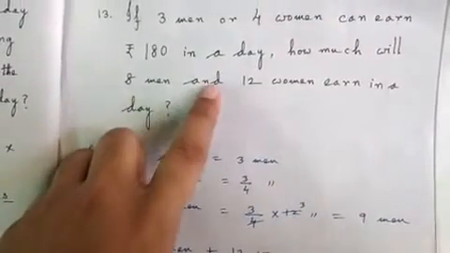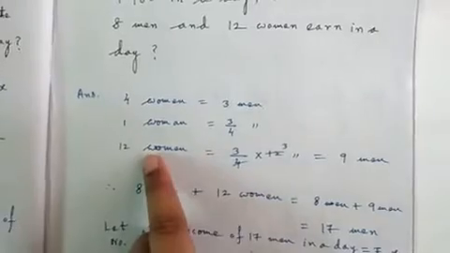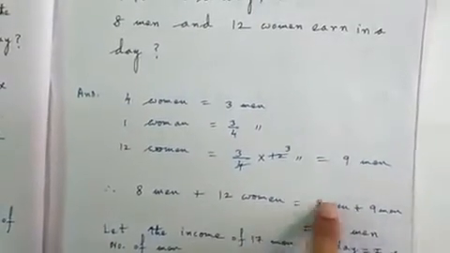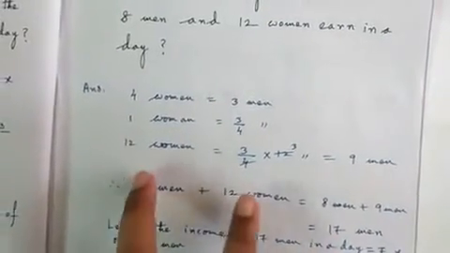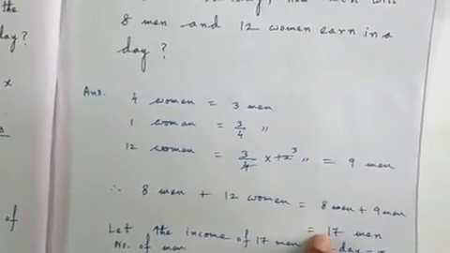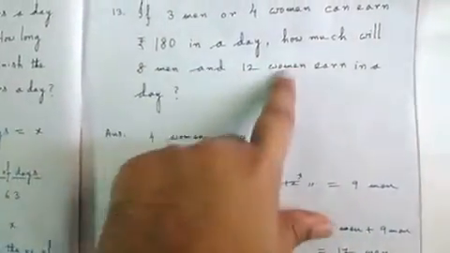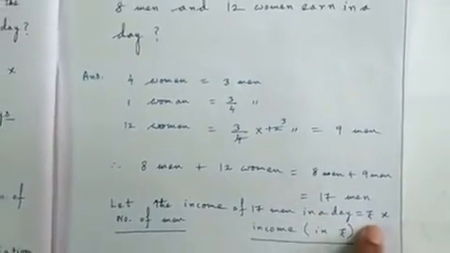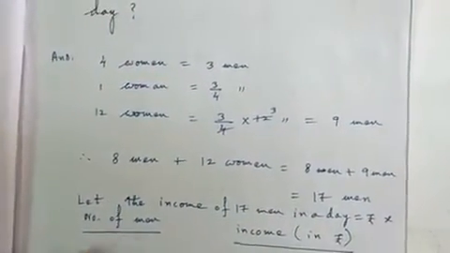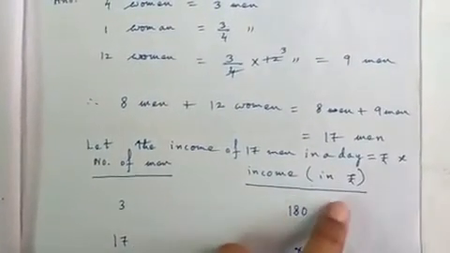So 8 men plus 12 women. 8 men will be as it is. In place of 12 women, I'll place 9 men. So 8 plus 9, 17 men. So I have converted men and women, these capacities, into one type of capacity only, men's capacity. Now I can solve the sum. So the income of this many laborers, or 17 men, can be considered as x. So number of men is one physical quantity, income is another physical quantity, in rupees.